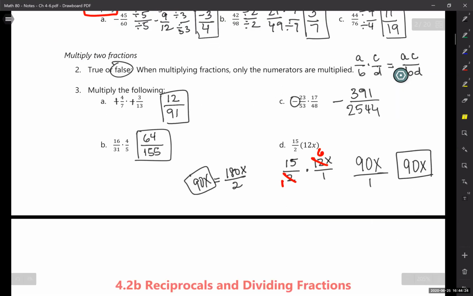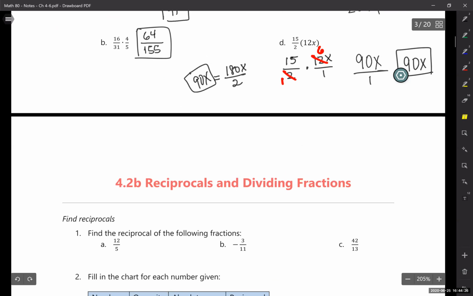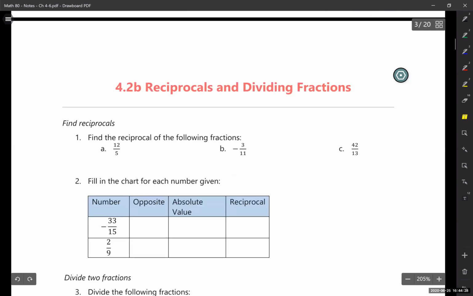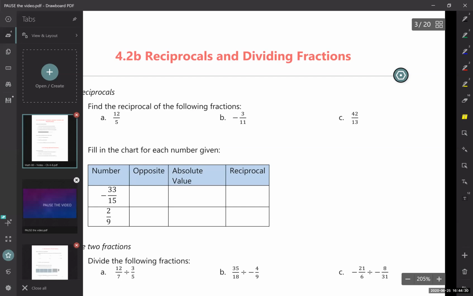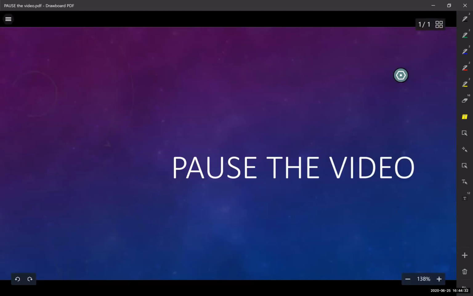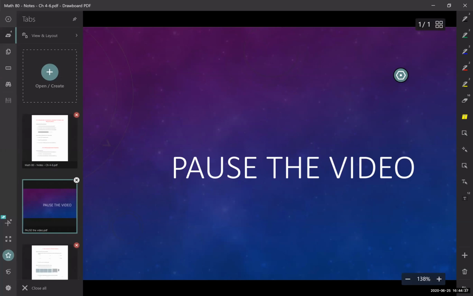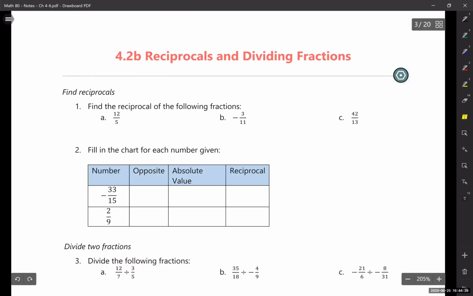All right, so I'll take a quick break and come back with 4.2b. And we're back. And so 4.2b, reciprocals and dividing fractions.